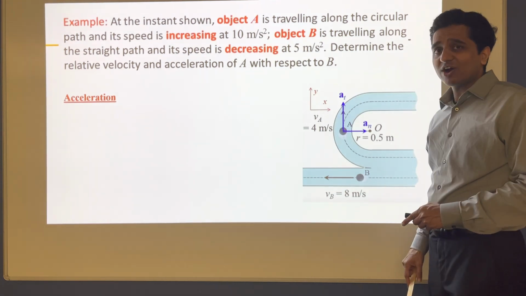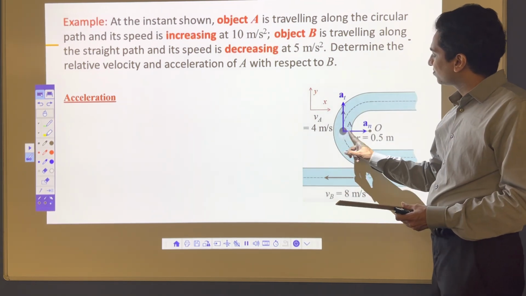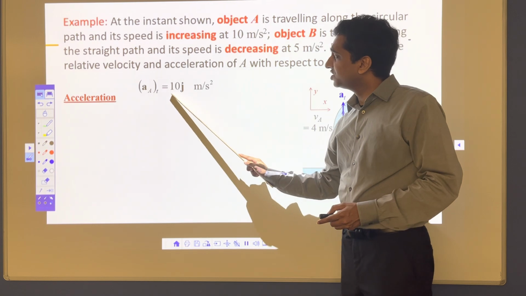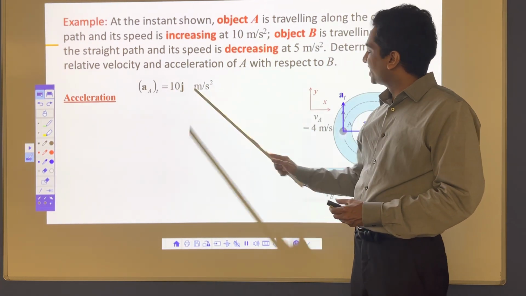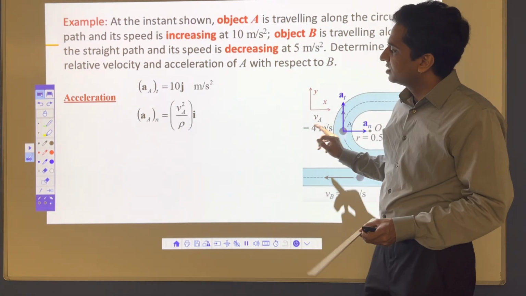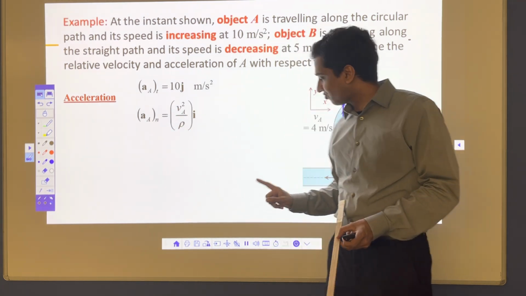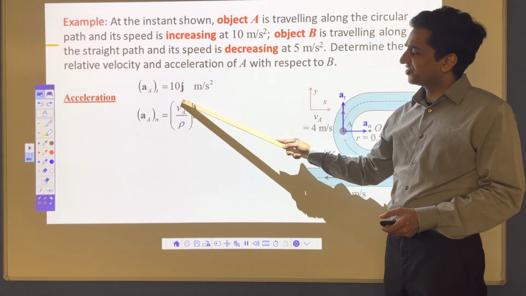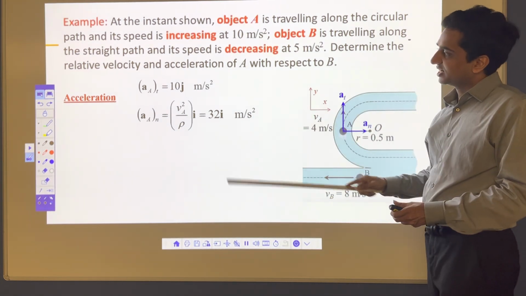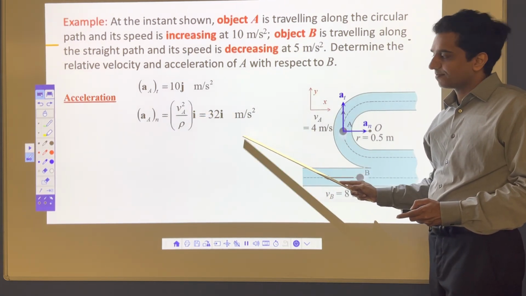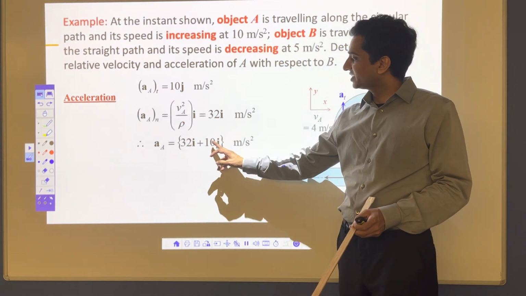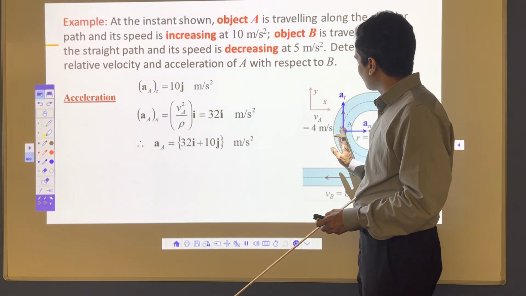Second part, find the acceleration. As this is taking a turn, it has two components, the tangential component at and the normal component an. The tangential component is increasing at 10 meter per second squared, so that will be 10j. Then there is a normal component, as it's taking a turn, which is VA squared by rho. Velocity is 4, rho is 0.5, 4 squared is 16, 16 by 0.5 becomes 32. So that's my 32i, since the normal component is in the positive x direction. Once I have at and an, the acceleration altogether is 32i plus 10j meter per second squared for particle A.